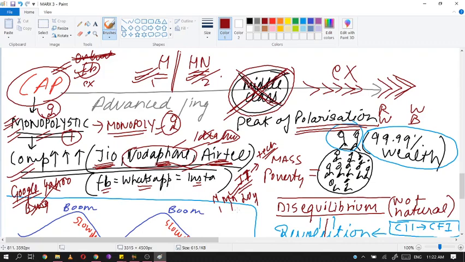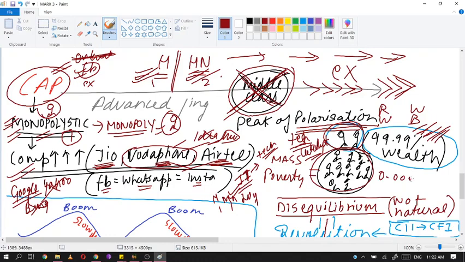Technology will only act as a catalyst. It will help escalate this process of capitalism. The more capitalism, the more the wealth will be concentrated. Just two fellows having 99% wealth. These many, 0.0001. Because you are workers, they are capitalist.